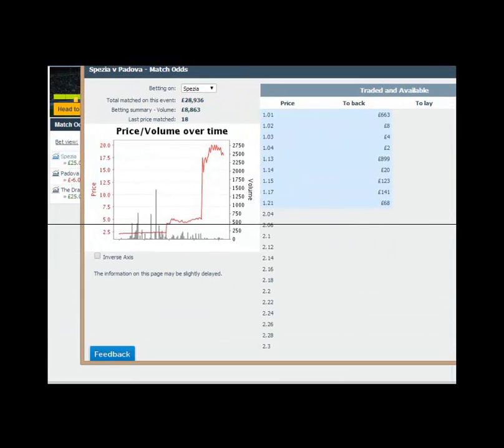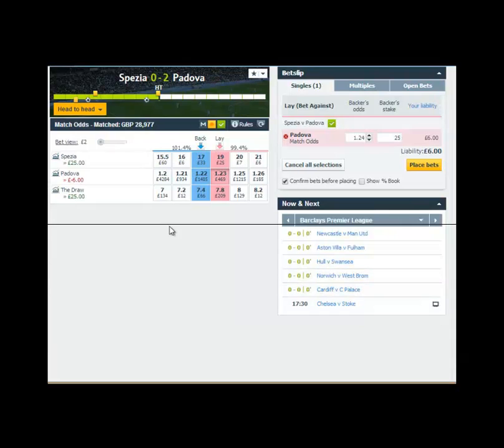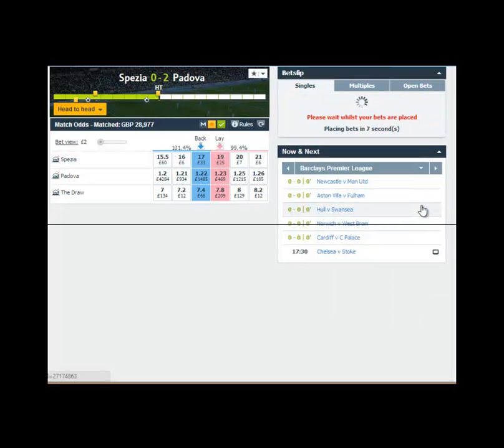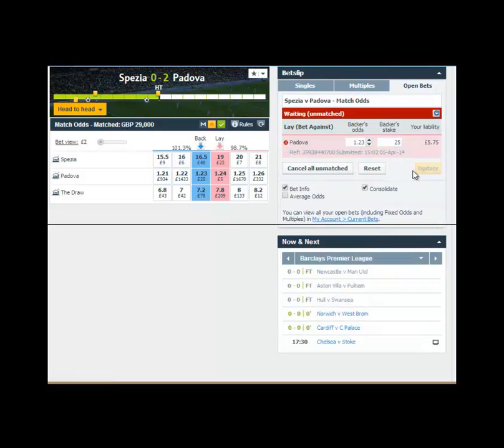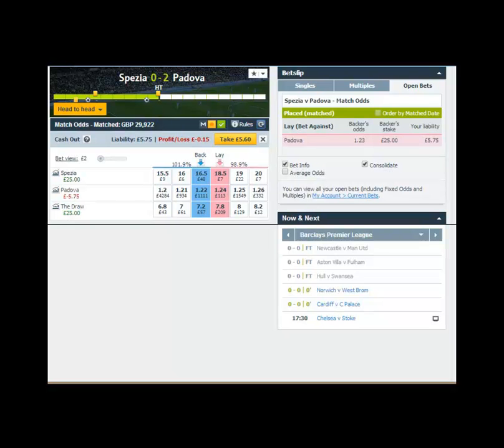And here we have a nice example: Spezia against Padova. Spezia were the pre-match favourites at around 2.3, 2.2, and they were 0-2 down in the first half. So we could make a fairly well-informed opinion that the favourite Spezia should get back into the game. So we're laying Padova here with very attractive odds, quite cheap at 1.23, and I've laid them for £25.